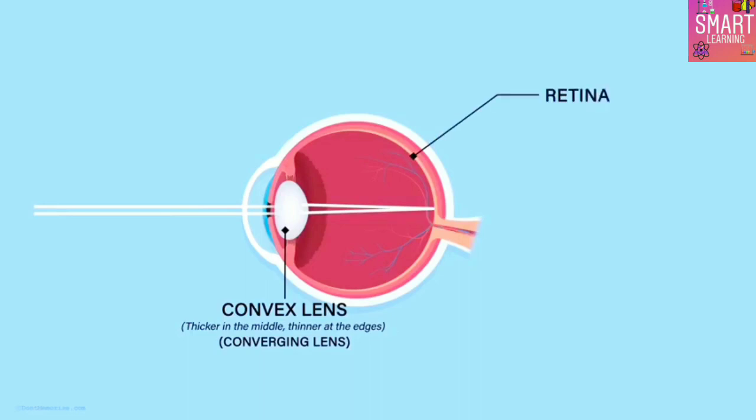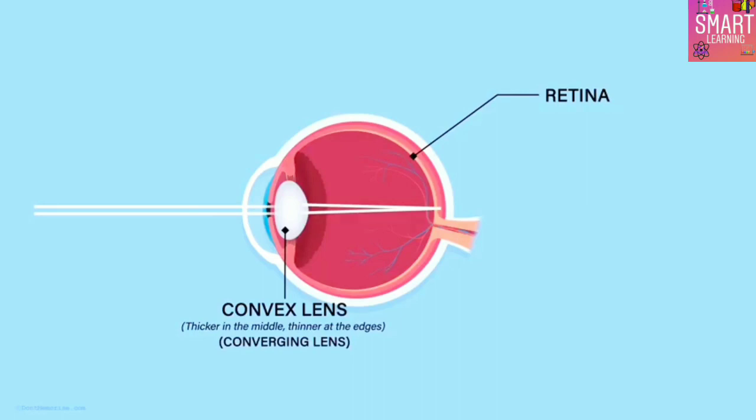Why do I say a normal eye? In a defective eye, this point of focus may be either in front of the retina or behind the retina. We will talk about this defective eye in our future videos. But first, let's come back to our normal eye.